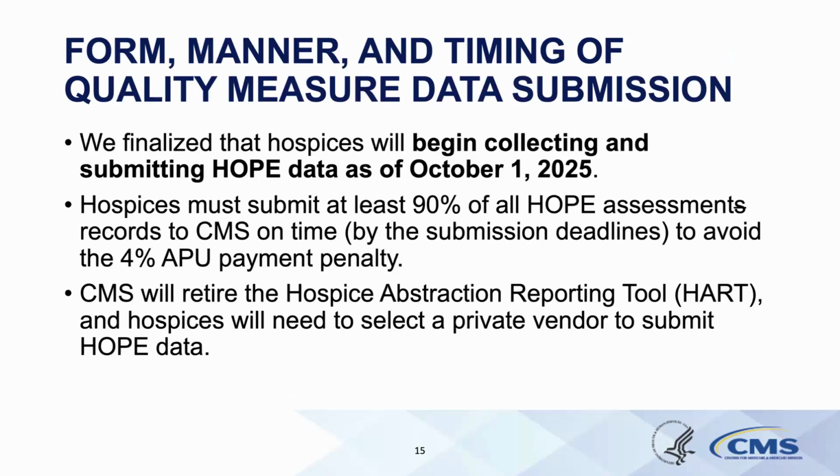Finally, this rule includes updates related to the form, manner, and timing of quality measure data submission to support the finalized HOPE instrument. We finalized that hospices begin collecting and submitting HOPE data as of October 1st, 2025. We also finalized that facilities that fail to submit HOPE assessments to CMS for at least 90% of their patients will be subject to a 4% APU reduction. This data submission threshold is identical to the one currently applied to the hospice item set, or HIS.